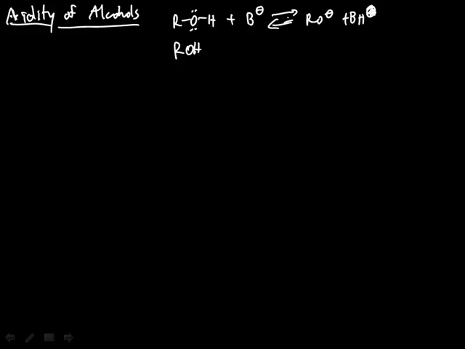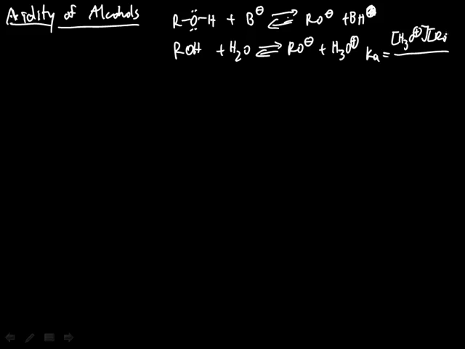In order to determine the value of this acidity, we use the acidity constant, which gives us RO minus and H3O plus here, and then we quantify this relationship by having the constant for this equilibrium over ROH. But most commonly these are expressed in terms of pKa, which is the negative log of Ka, and because it's a negative log, the lower the pKa value, the stronger the acid.